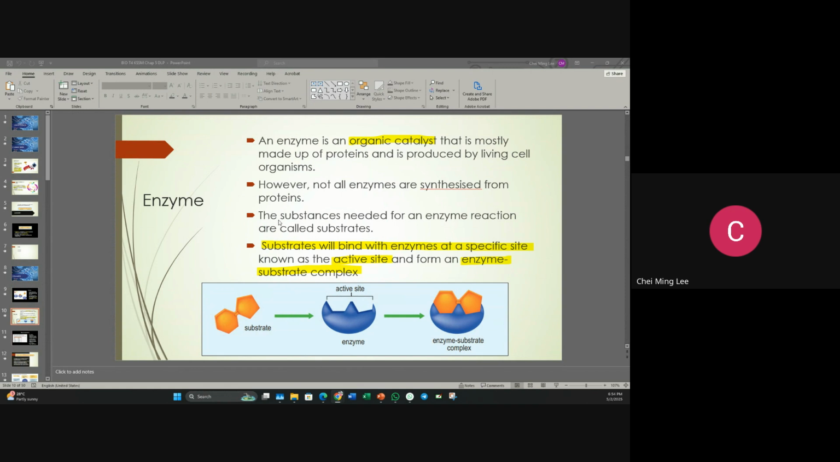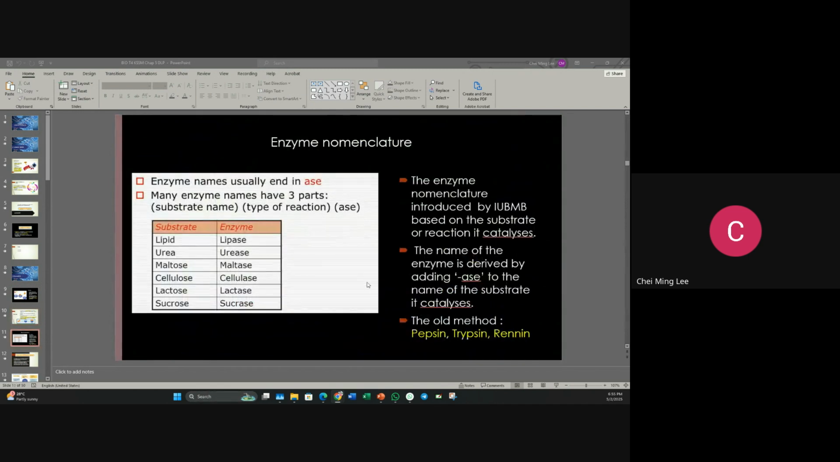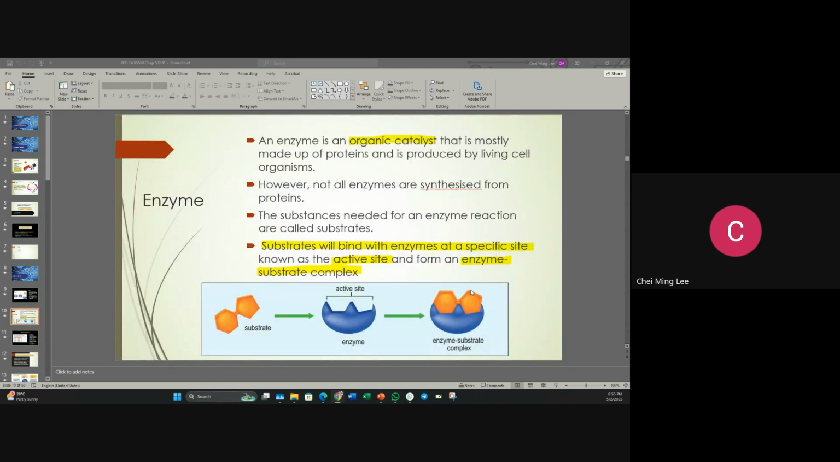Okay, so the substance that is needed for an enzyme reaction is called the substrate. So the substrate will bind with the enzyme at a specific site. We call it the active site, and this one is called the enzyme substrate complex. Okay, this and this together become the enzyme substrate complex. They haven't broken up yet. Okay, so this is called the enzyme substrate complex.